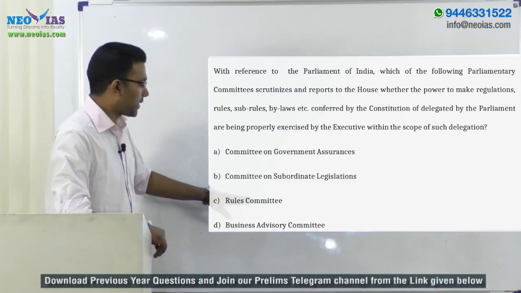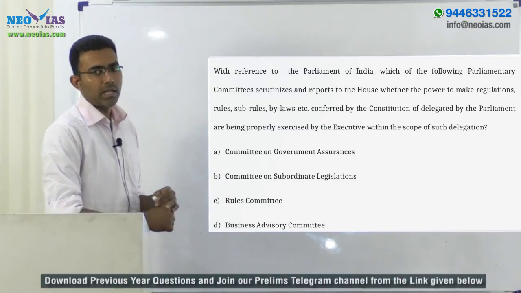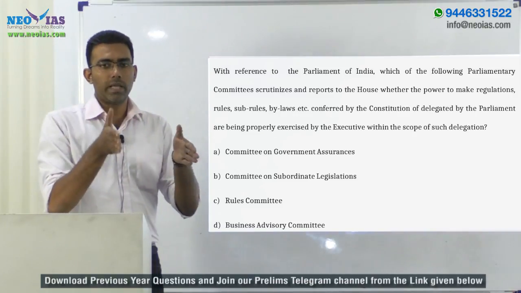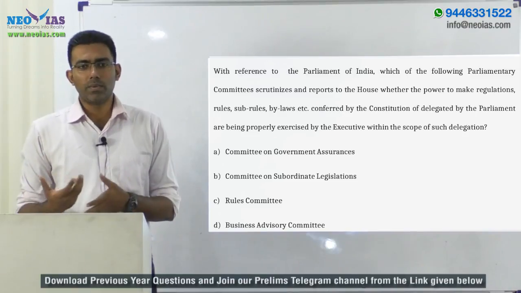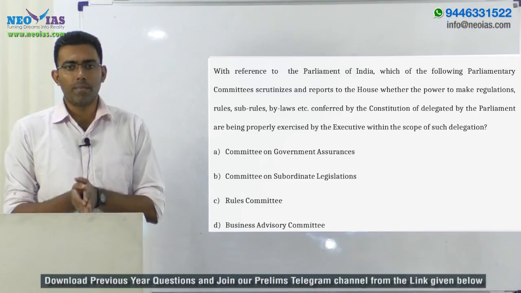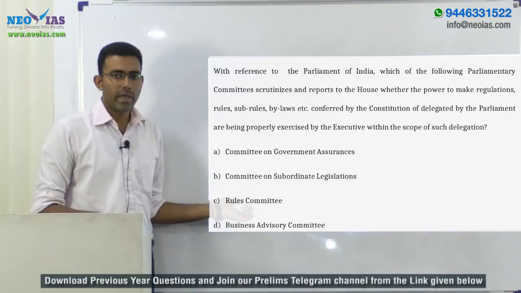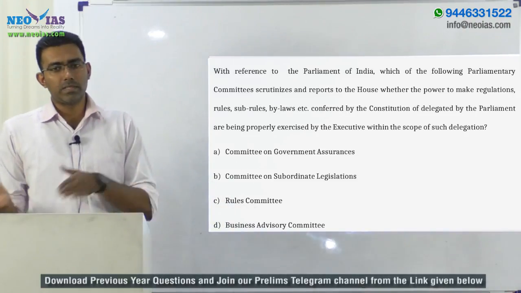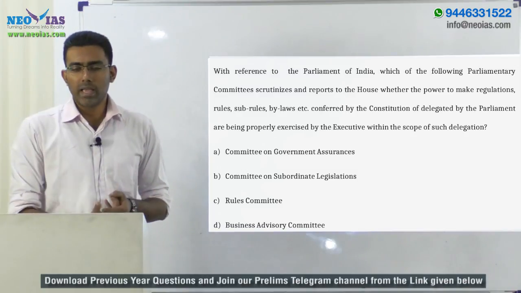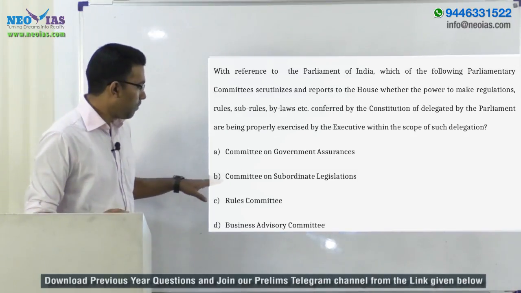The second option, if you don't know, just leave it and go for the next one. The Rules Committee is concerned with the manner in which the rules are observed or managed within both houses of the Parliament. So C also has to be wrong. And D, the Business Advisory Committee, is again concerned with the business of the House, so that is wrong too. Which means that B has to be the answer.